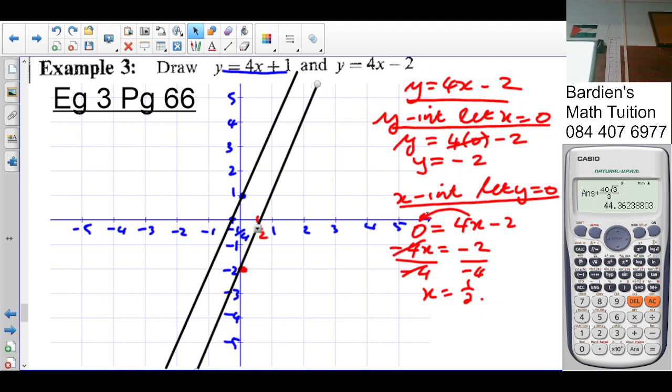What do you notice about these two graphs? Remember, this one is the y equals 4x plus 1 graph, and this is y is equal to 4x minus 2. What do you notice? Both are increasing. What else do you notice? Straight lines. What else do you notice? They're parallel.